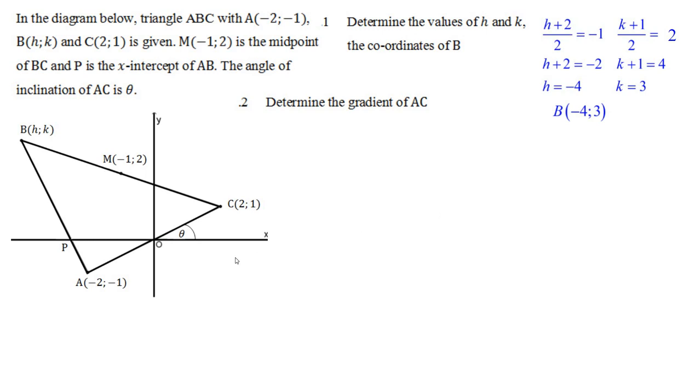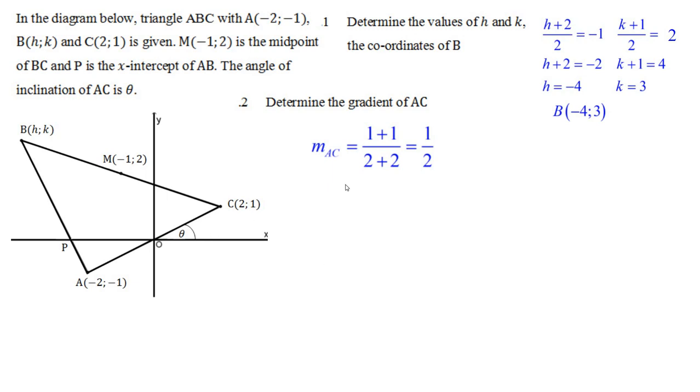Now the next question, determine the gradient of AC. Well, this is a nice easy question because it's 1 minus minus 1 over 2 minus minus 2. And that's it, 1/2. 1 plus 1 over 2 plus 2. 2 over 4 is the same as 1/2. Okay, there's the gradient of AC.